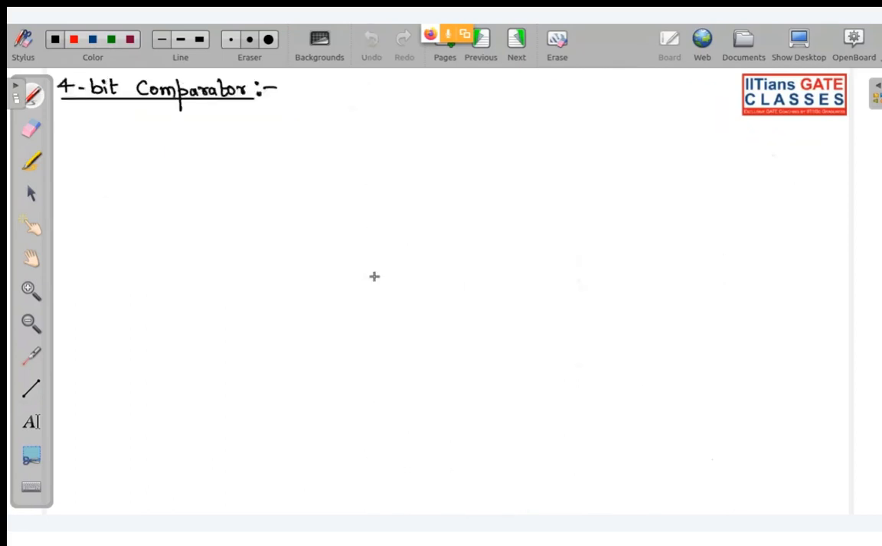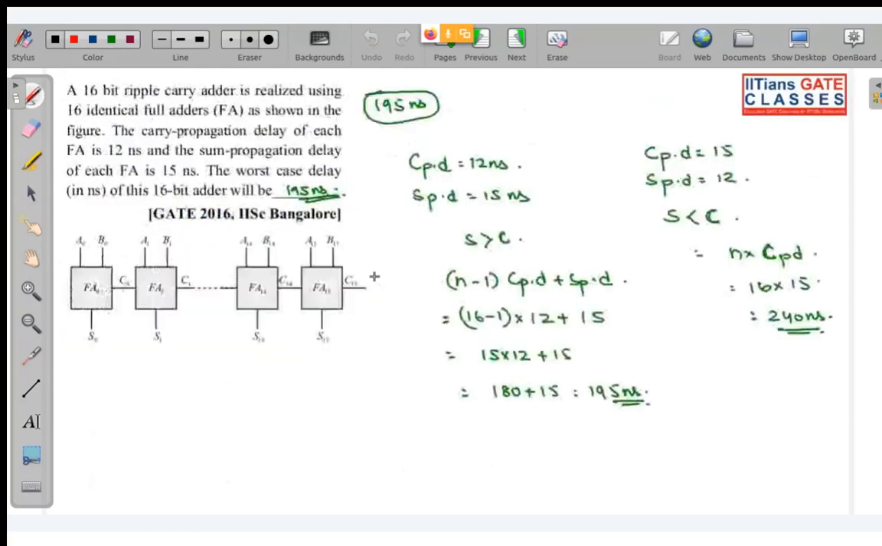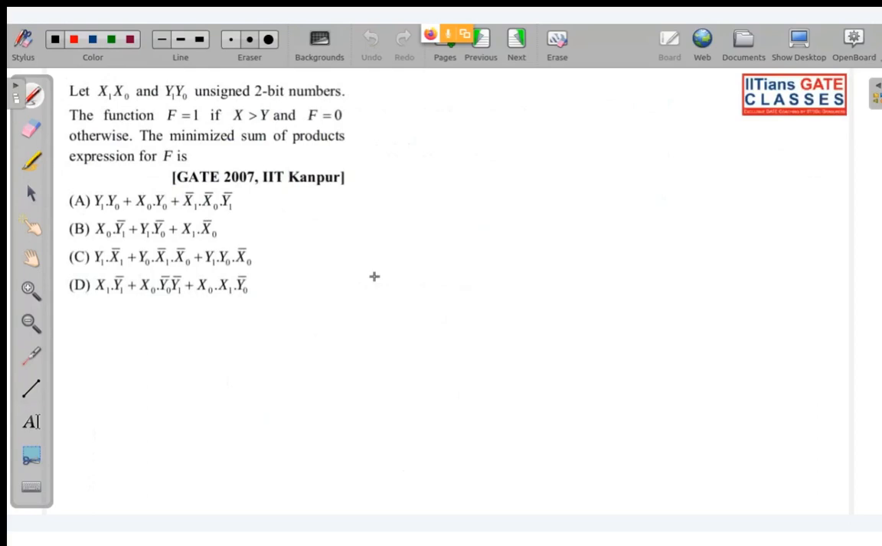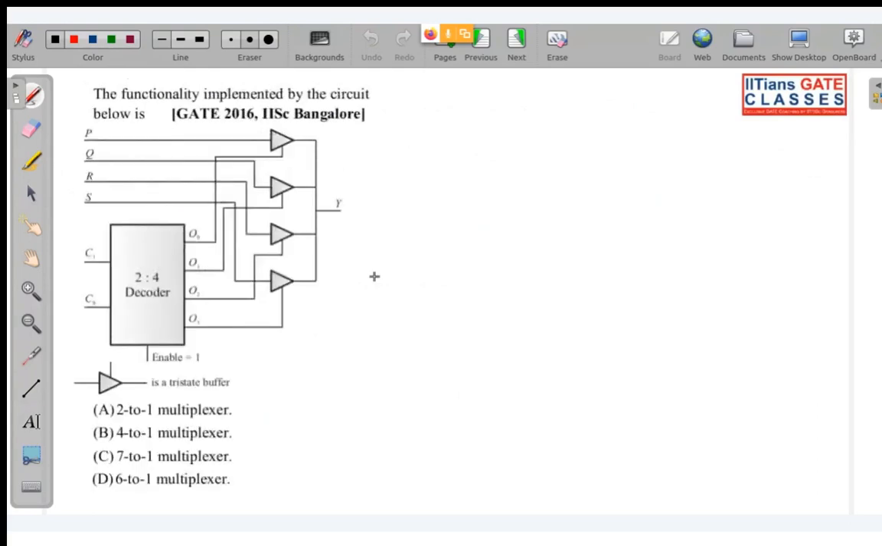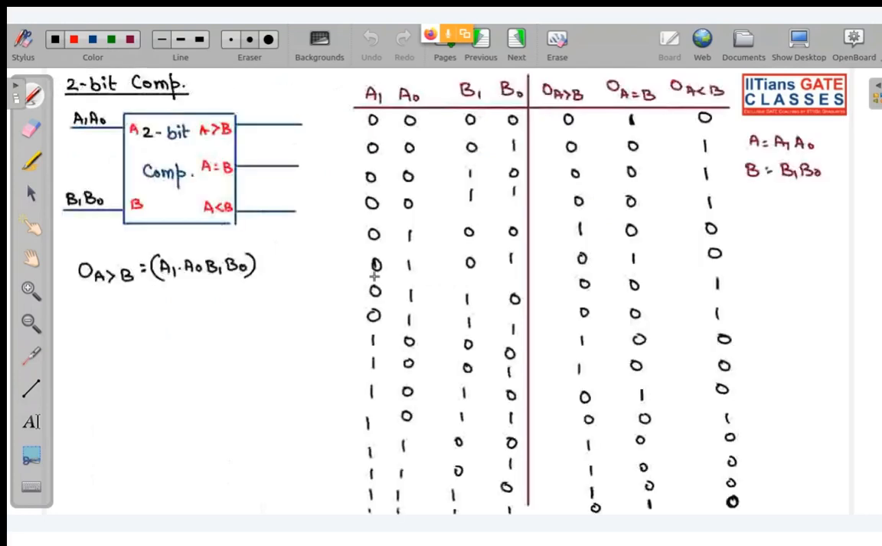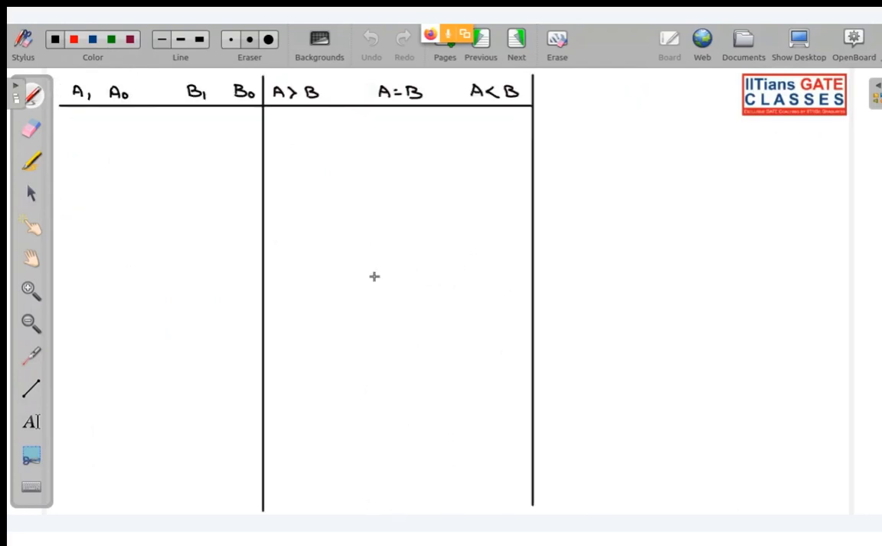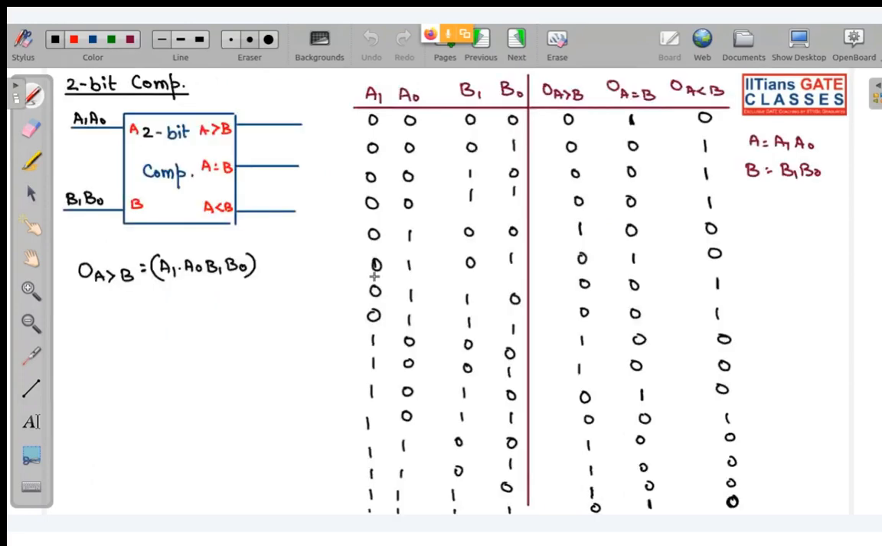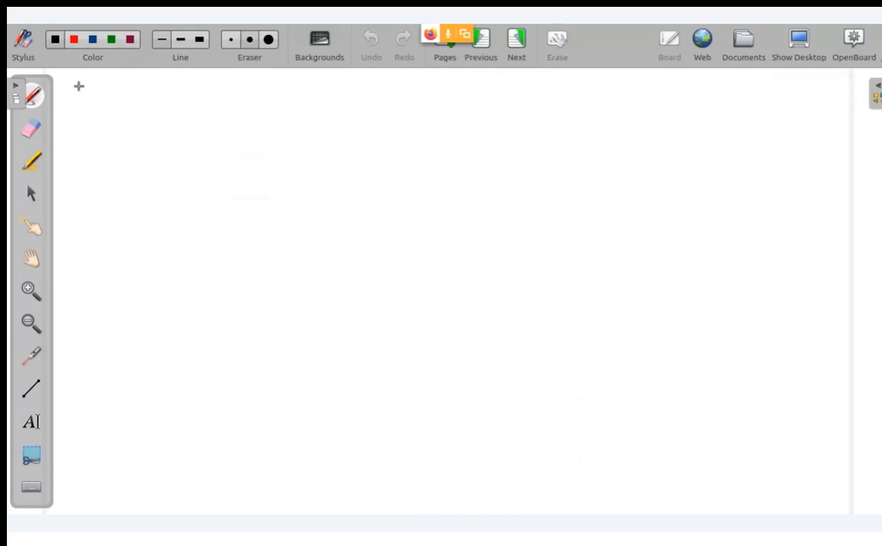We have one question like this. So now we want to solve this. So how do we do it? Look over here, I had made the table over here. Look how we do this. So A greater than B, A equal to B, A less than B. So what is the shortcut trick? A is A1 A0 and B is B1 B0. So first case I am writing when A is greater than B.